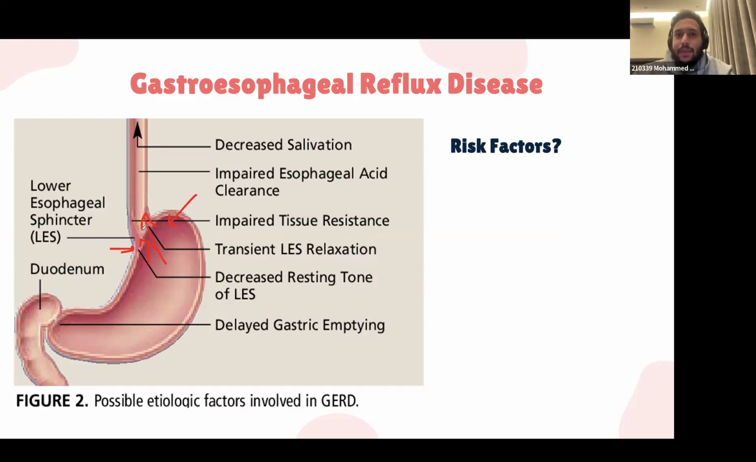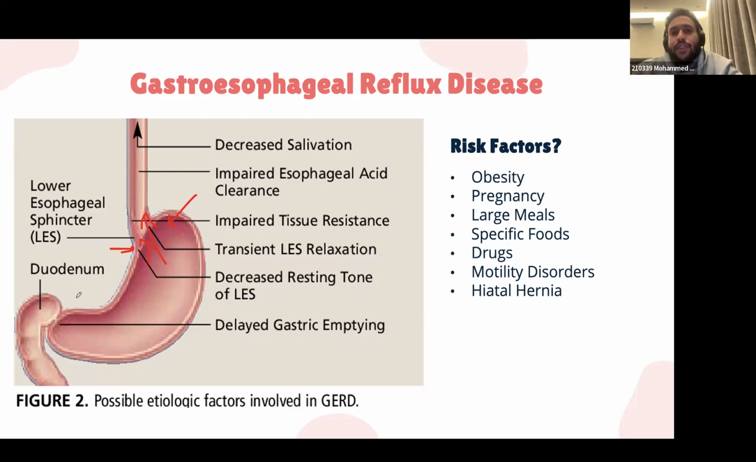If the patient, for example, drinks or eats food and then lays down immediately, because of the gravity, it will move back up. Other things such as drugs can cause it. Drugs that delay the gastric emptying, okay, can cause it. And obviously, hiatal hernia, okay, can cause GERD.